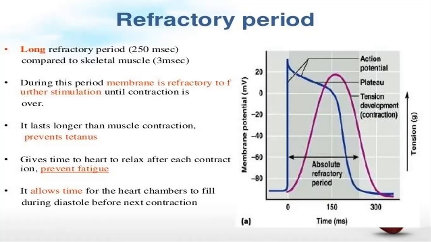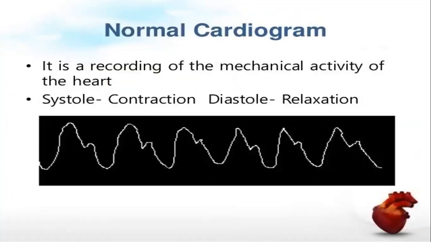Tetanization is complete summation of contraction with no relaxation in between. So the heart gets time to relax between contractions, which prevents the phenomenon of fatigue and allows the heart chamber during diastole to fill for blood to be pumped out during the next contraction effectively.